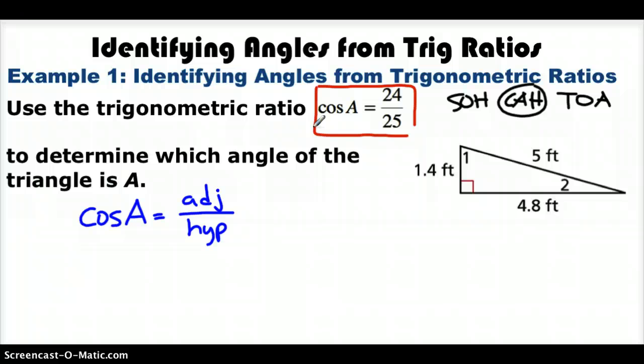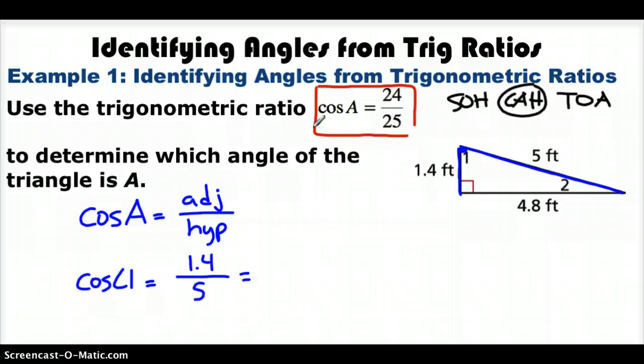Now let's just say I'll call this the cosine of angle 1. If angle 1 is the angle in question here, the adjacent leg is 1.4 feet. So adjacent is going to be 1.4 over the hypotenuse, which is 5 feet. I'm going to try to simplify the fraction because they gave us the fact that the cosine of A is 24 over 25.